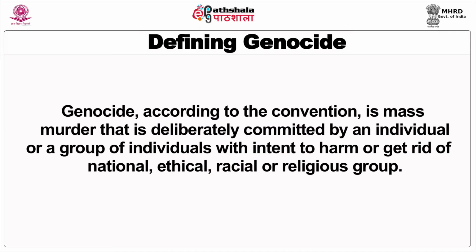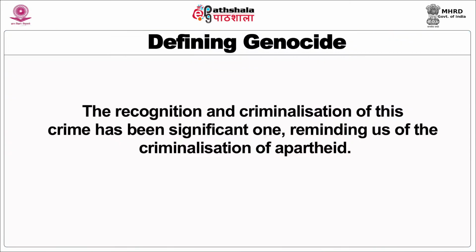Let us now talk about defining genocide. Genocide, according to the convention, is mass murder that is deliberately committed by an individual or a group of individuals with the intent to harm or get rid of a national, ethnic, racial or religious group. Although it was only formally recognized in 1948, the act of genocide has been seen by generations. The recognition and criminalization of this offense has been a significant one, reminding us of the criminalization of apartheid.